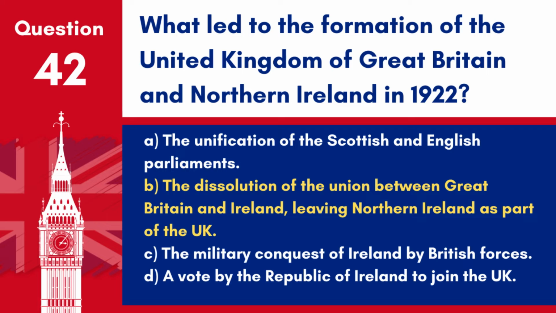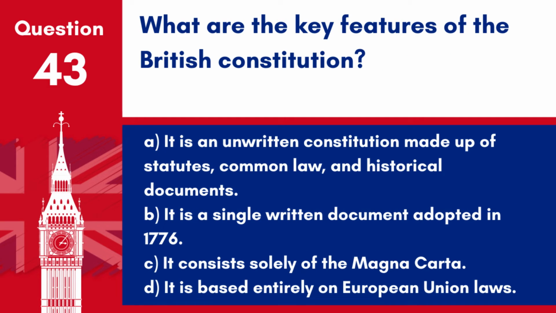Answer. B. The dissolution of the union between Great Britain and Ireland, leaving Northern Ireland as part of the UK. The partition of Ireland in 1921 led to the establishment of Northern Ireland as a separate entity within the United Kingdom. Question 43. What are the key features of the British Constitution?